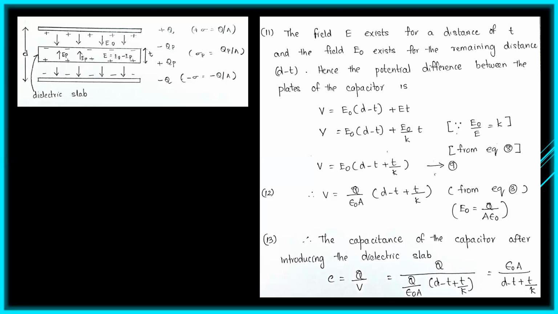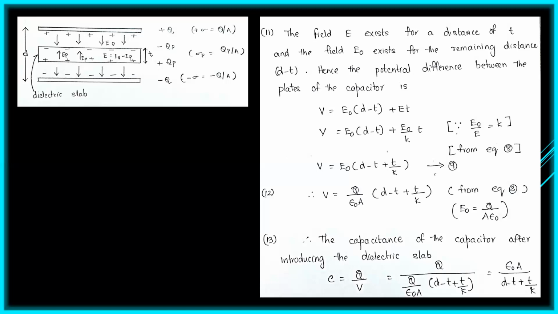Therefore, adding them together, the potential difference V is equal to E into d, where E is the electric field and d is the distance. But now we have two types of electric fields. One electric field is E naught for a distance of d minus t. Another electric field is E for a distance of t. Therefore, we have to add both of them. V is equal to E naught into (d minus t) plus E t.